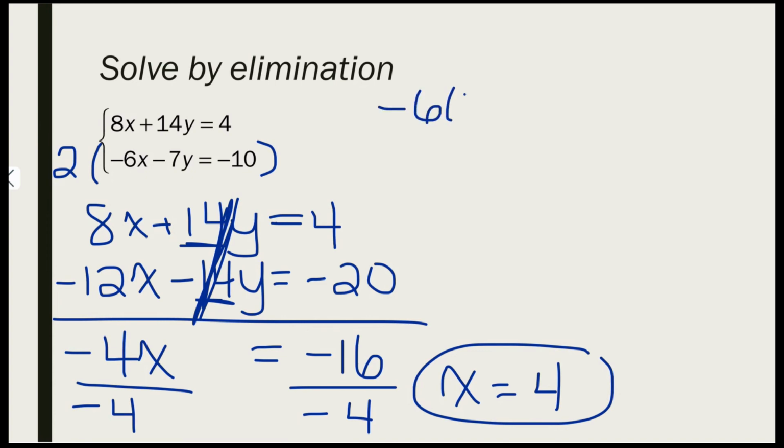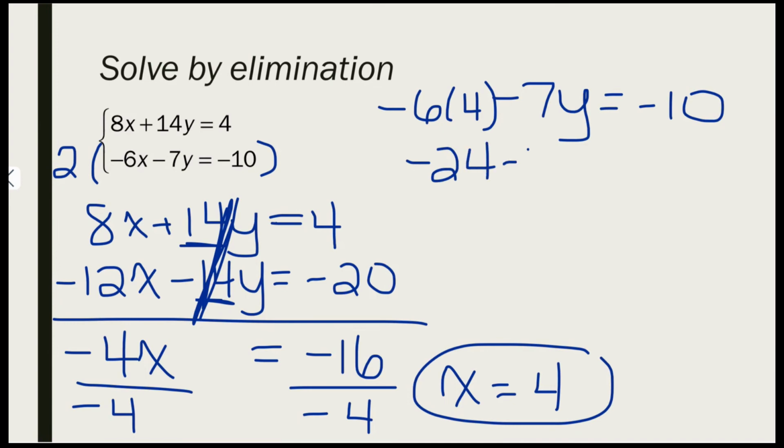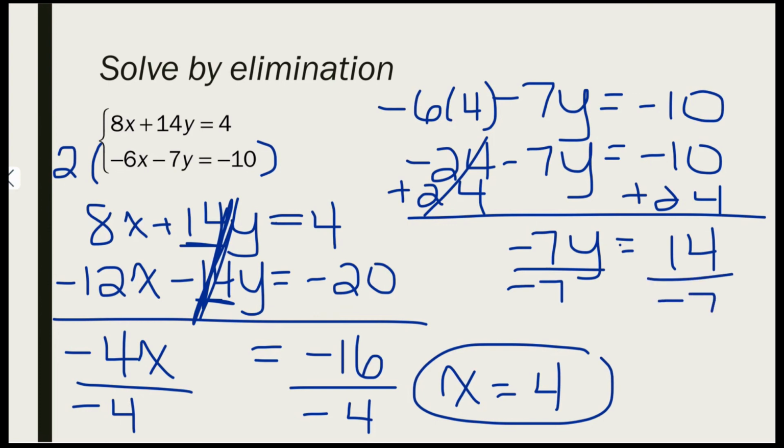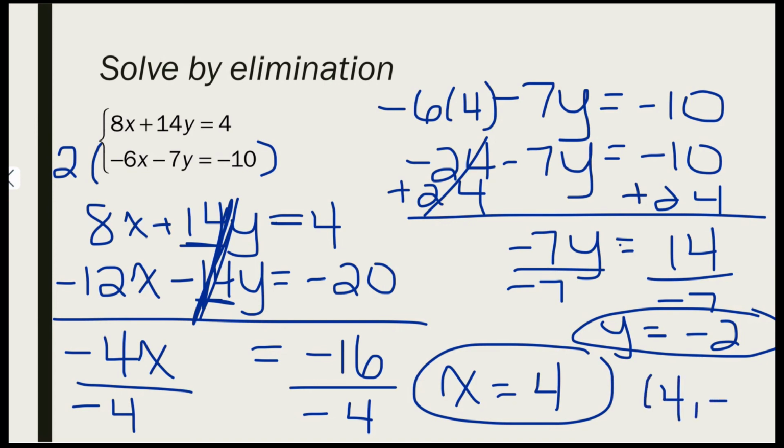Negative 6 times 4 minus 7y is equal to negative 10. Negative 6 times 4 is negative 24. I'm going to add the 24 over. Negative 7y is equal to positive 14. So y is equal to negative 2. That means my ordered pair solution is 4, negative 2.